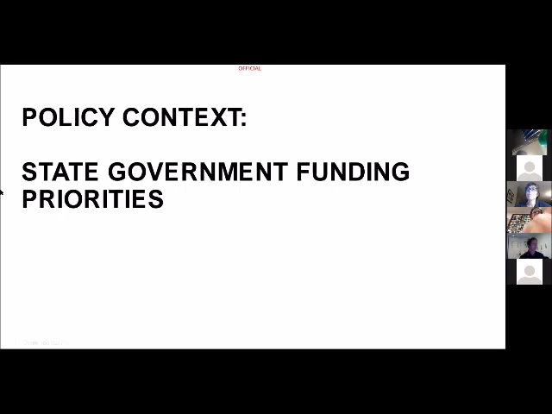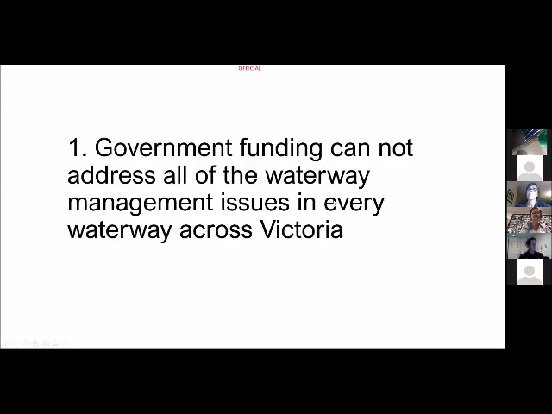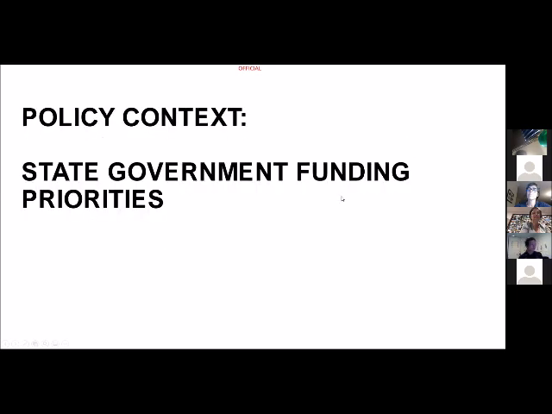Look, I just wanted to, because some of the things that Cecily touched on are in what I'm just going to talk about next. So I just wanted to emphasize some of the funding constraints that the Northeast CMA has because of our investors, which is the state government.